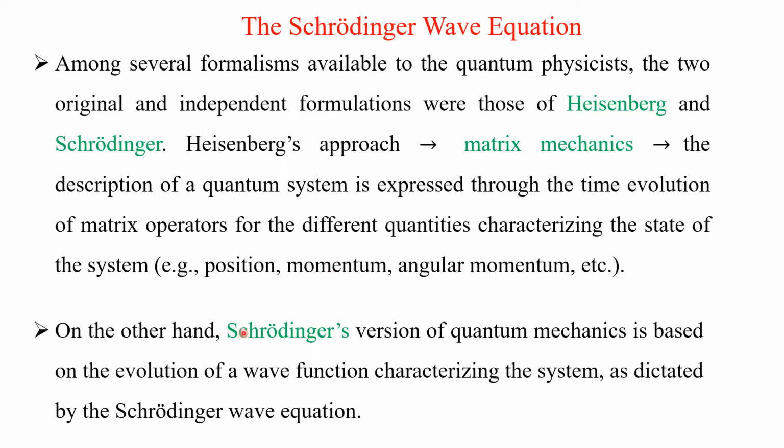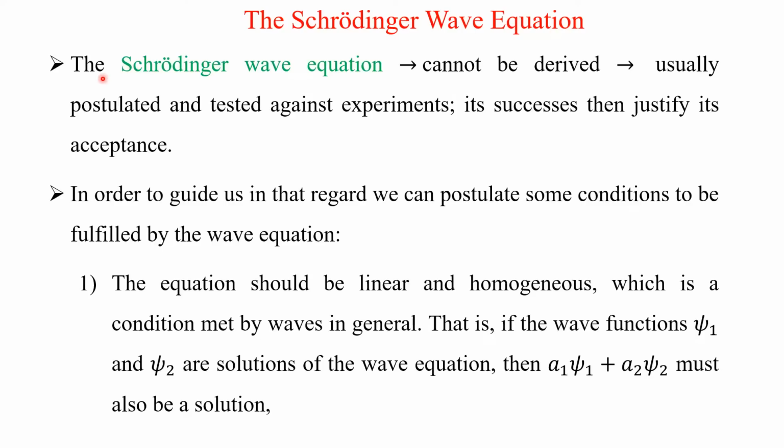On the other hand, the Schrodinger version of quantum mechanics is based on the evolution of the wave function characterizing the system, as dictated by the Schrodinger wave equation. Usually, the Schrodinger wave equation cannot be derived, but it can be postulated and tested against the experiment. Its success then justifies its acceptance.